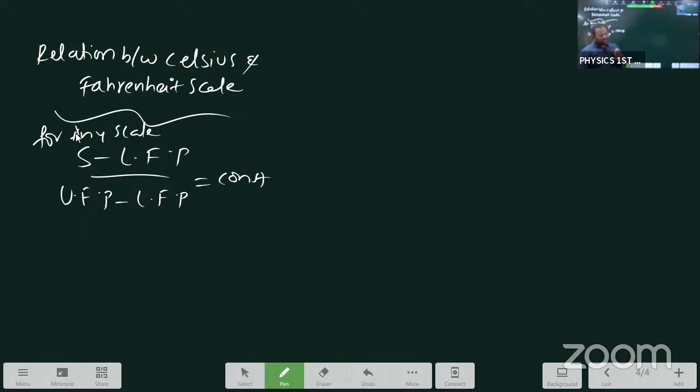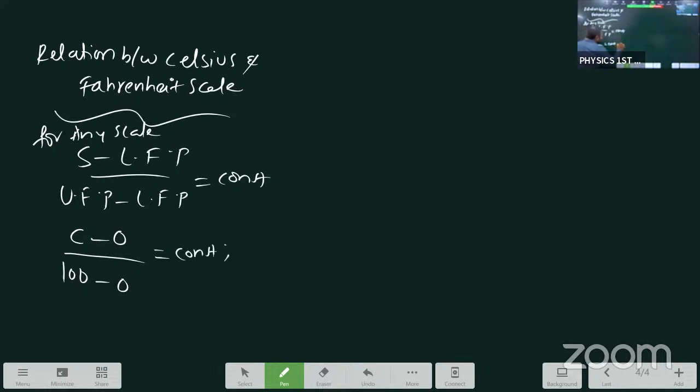The Rankine scale is the old scale, student. We will do a few problems on Reamer. For all types of scale, there is a single formula. Any scale you take, and one more, the triple point scale also. So S stands for scale. In the Celsius scale, S is C. What is the lower fixed point in the Celsius scale? 0. Upper fixed point 100, minus 0, equals a constant.